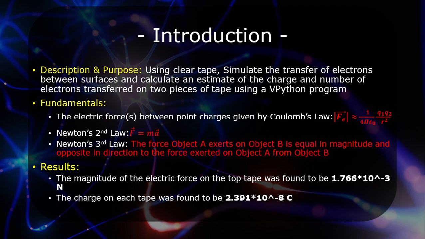Newton's second law, F equals ma, and Newton's third law: the force object A exerts on object B is equal in magnitude and opposite in direction to the force exerted on object A from object B. And the main results from the lab were that the magnitude of the electric force on the top tape was found to be 1.766 times 10 to the negative 3 newtons, and the charge on each tape was found to be 2.391 times 10 to the negative 8 coulombs.